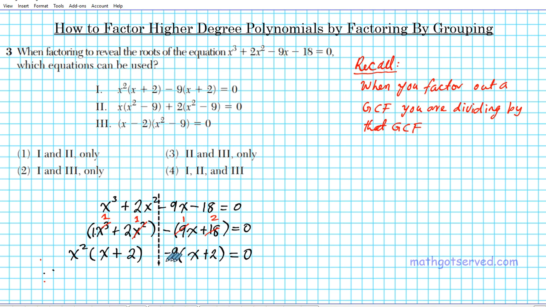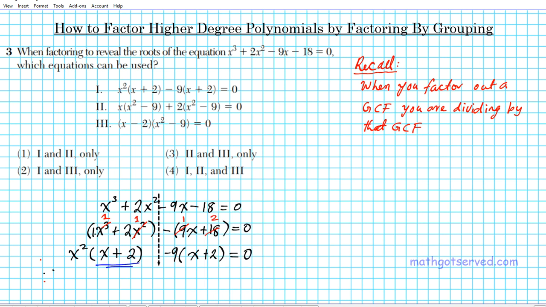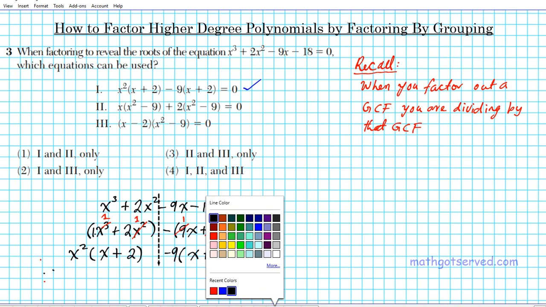Okay? And then just to make sure we did it correctly, you want to take a look at the terms in the parentheses. Are they identical? If they're identical, that's an indication that your factoring by grouping steps were correct, and that's the case here. Okay, so we factored by grouping. We're not done yet, but let's check and see if we have a match at this time. X squared times x plus 2 minus 9 times x plus 2. That matches with option number 1. So this can be used to reveal the roots of the equation. If we complete the factorization process, this is how we do it.